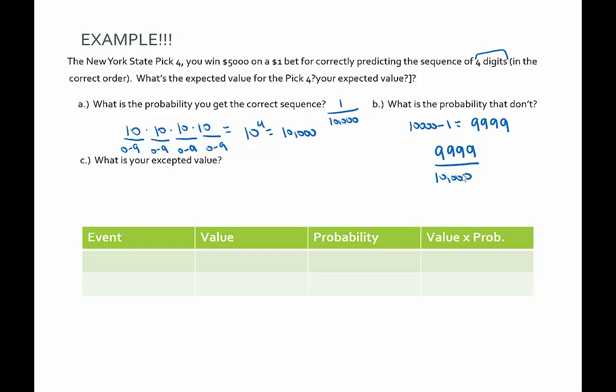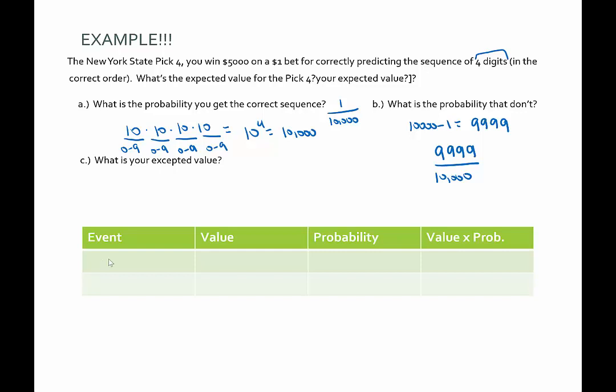What is your expected value? All right, so we have 2 events. In this example, I know there are other ways to win money, but this is the way you win the $5,000. We're going to be really careful when we set up this table because you had to buy into this. You don't just get $5,000. I mean, you do get $5,000 minus the tax, but we're not going to worry about the tax.